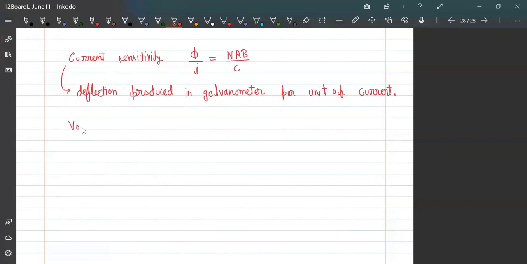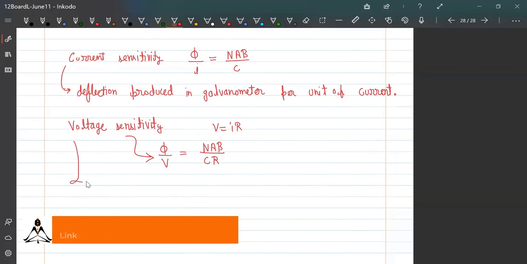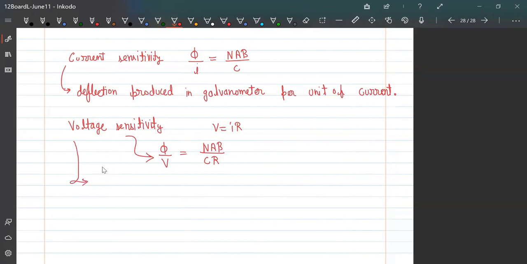And then we define voltage sensitivity. So, we have V is equal to IR. So to define voltage sensitivity, we need to calculate phi by V. So that will be N A B by C R. Okay, you can just put I is equal to V upon R here, and this is voltage sensitivity. And it is defined the same way. It is deflection produced in galvanometer per unit of voltage.